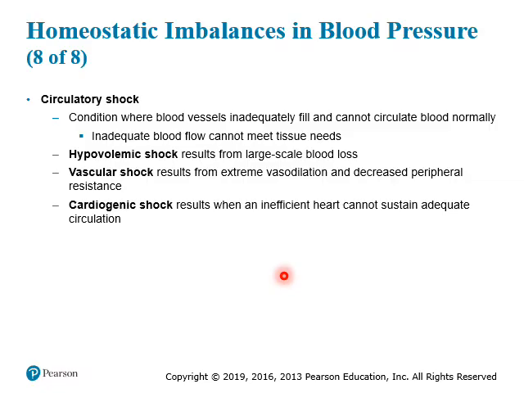Circulatory shock is a condition where blood vessels are inadequately filled and cannot circulate blood normally, and this inadequate blood flow cannot meet tissue demands. Hypovolemic shock results from large scale blood loss. Vascular shock results from extreme vasodilation and decreased peripheral resistance. And then cardiogenic shock results when an inefficient heart cannot sustain adequate circulation.